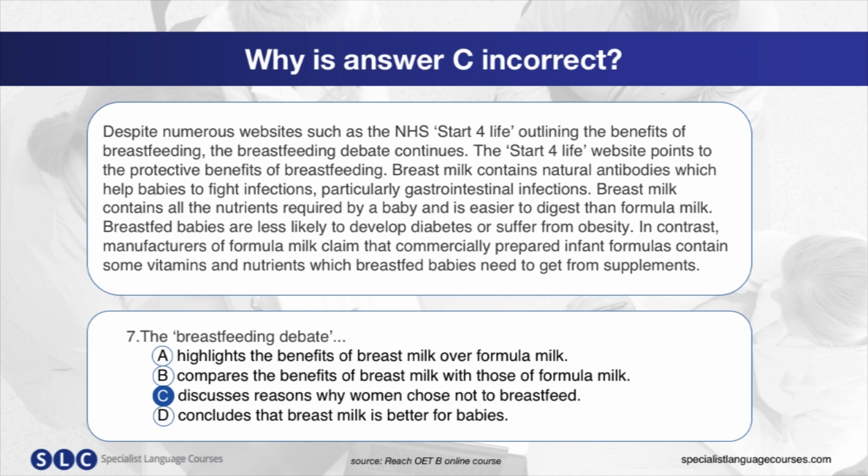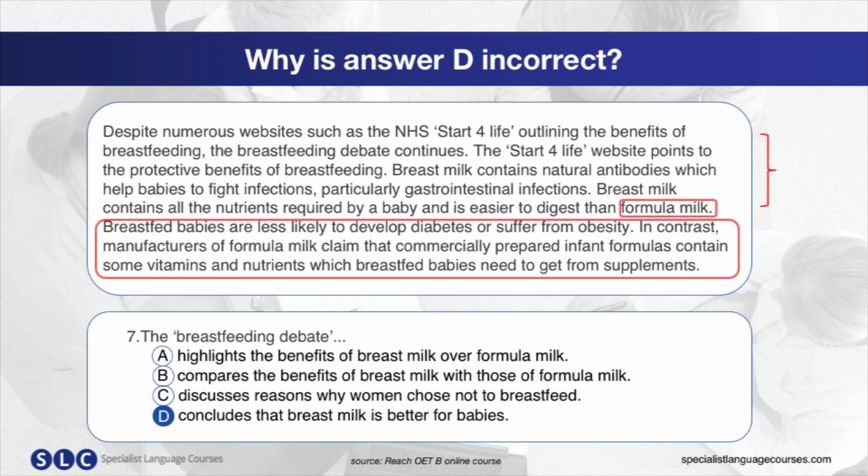Option C is also incorrect. This information is not mentioned in the text. Option D is incorrect because even though the benefits of breast milk are mentioned in the first part of the paragraph, contrasting information is then introduced about some of the benefits of formula milk, and so there is no conclusion that breast milk is indeed better for babies.